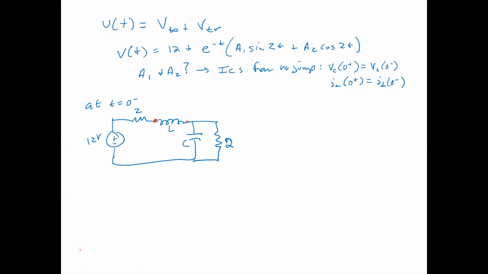The inductor at t equals 0 minus is like a short, and the capacitor is like an open. So this is our IL of 0 minus going through the inductor. And this is our VC of 0 minus across the capacitor.